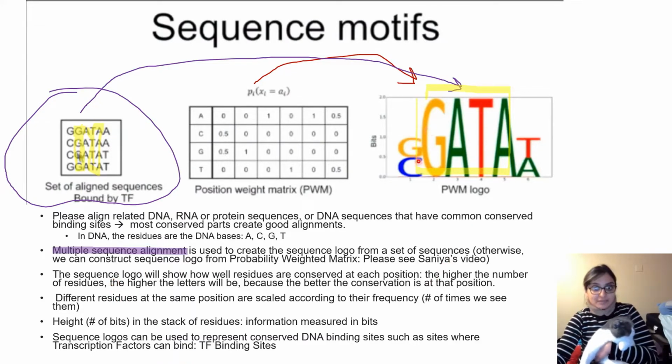In a given position, we also scale the different bases like T and A based on their frequency. T and A each appear twice, so we divide it in half, so to speak. The height here is a number of bits. These are a stack of residues, of DNA bases, and this information is measured in bits, which is information content. So we can use these sequence logos to represent conserved DNA binding sites, like sites where transcription factors can bind, like TF binding sites.